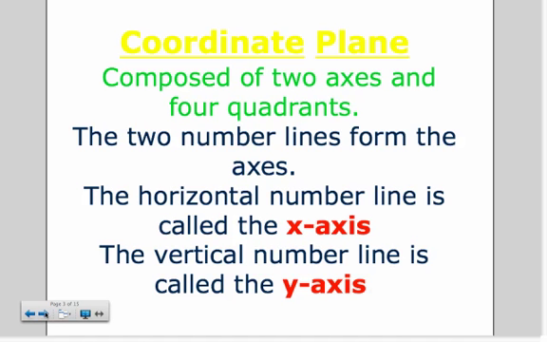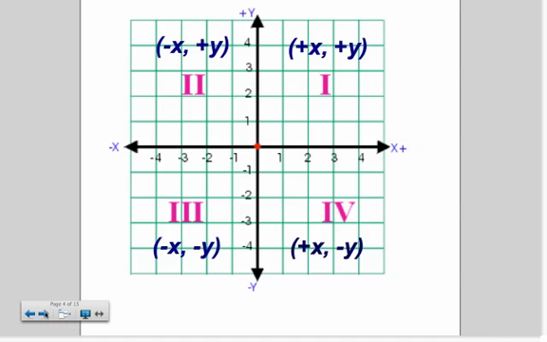Now, when you talk about the coordinate plane, they're composed of two axes and four quadrants. The two number lines form these axes. The horizontal number line is always the x-axis, and the vertical number line is always the y-axis. One of the first things that we do with the coordinate plane is plot points. When you plot points, you have an x value and a y value, and you want to find out where they match up on your graph and where they end up.